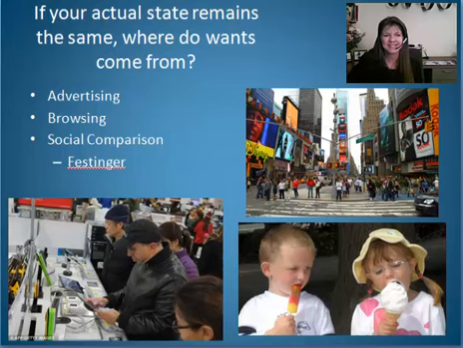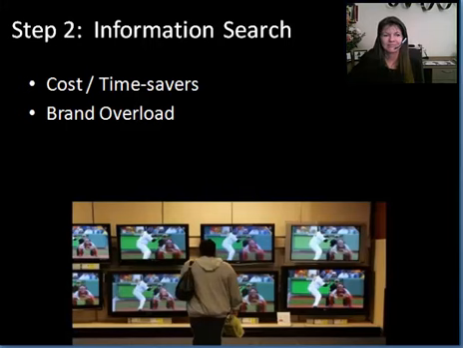Social comparison. Okay. Step 2 in our model of cognitive decision making is information search. So after the problem is acknowledged, people tend to go on an information search. Okay. This involves considering things like the costs involved.